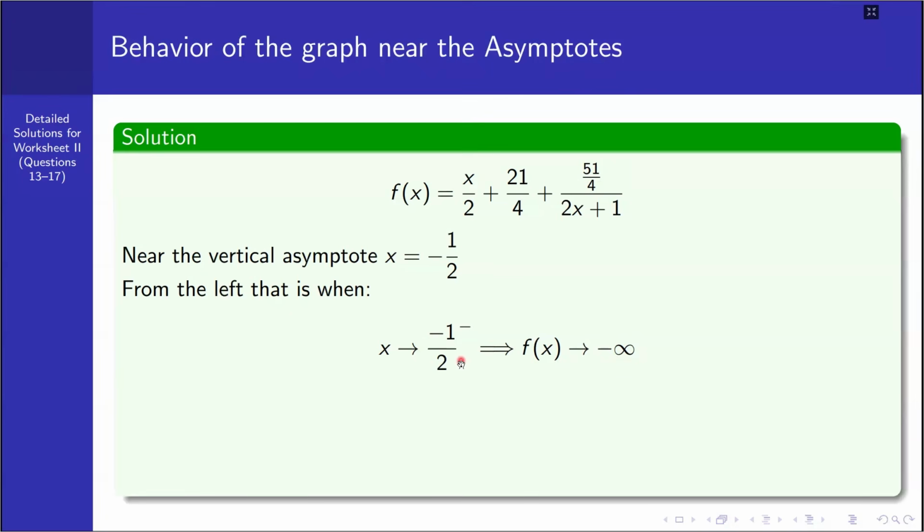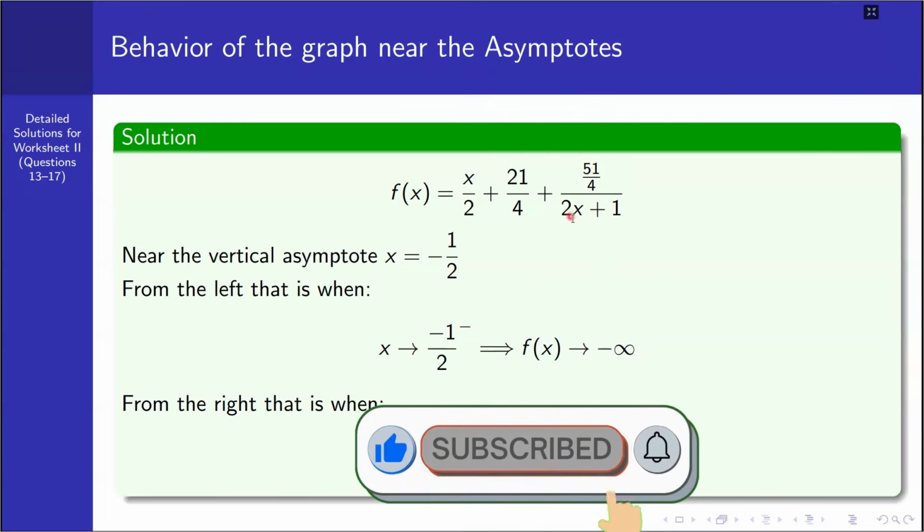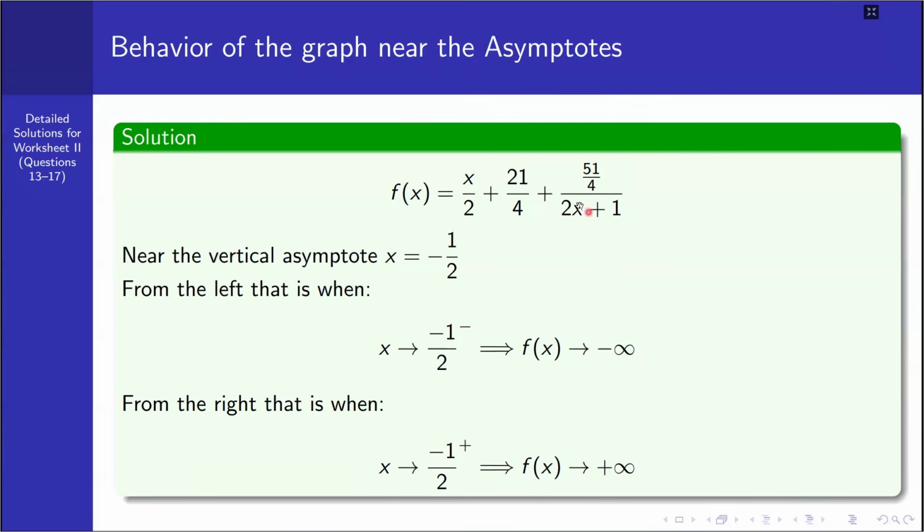From the right side, when x approaches negative 1 over 2 from the right side, f of x will tend to positive infinity. Because taking the right side, when we substitute x with a number greater than negative 1 over 2, this again tends to 0, but from the positive part, or from the positive side. So when a constant is divided by a very small positive number close to zero, we can obtain a very large positive number. So in this case f of x will tend to positive infinity.